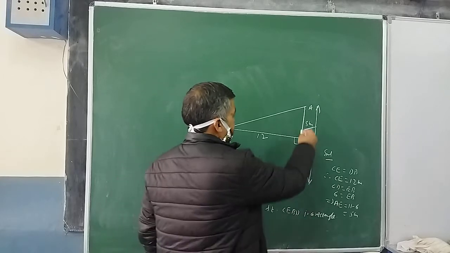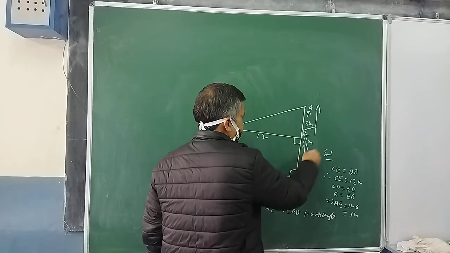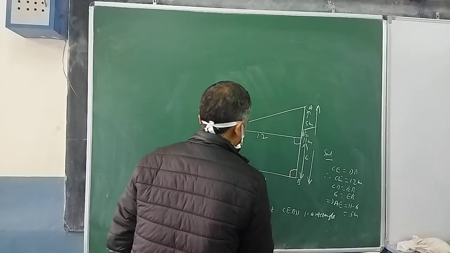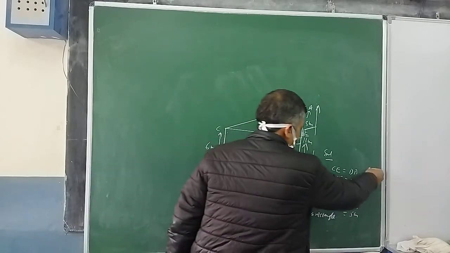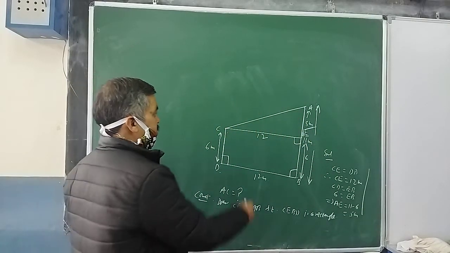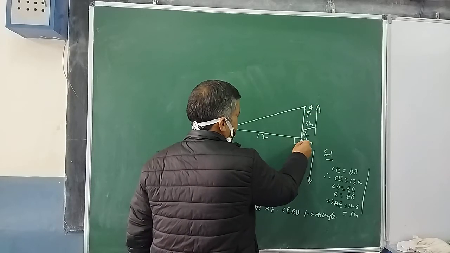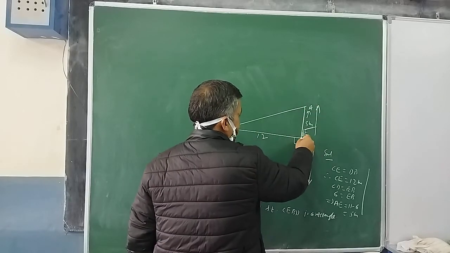A to E you will be getting is 5 meters. So 5 plus 6 will make it 11. And the property I have used is that opposite sides of the rectangle are equal. So now you need to study this triangle CAE, in which CE is 12, AE is 5.